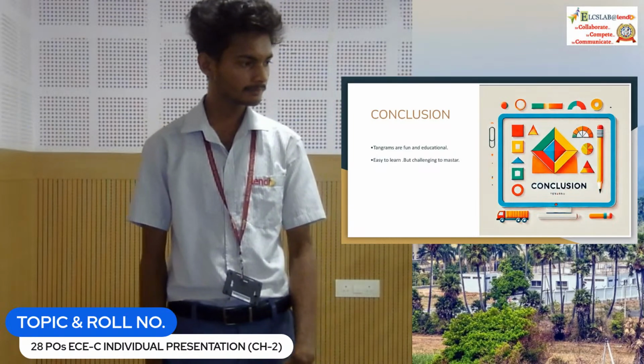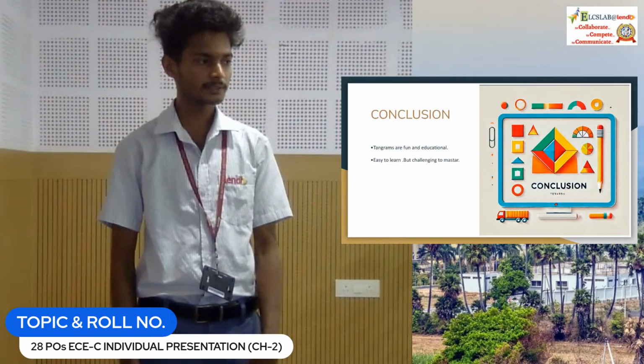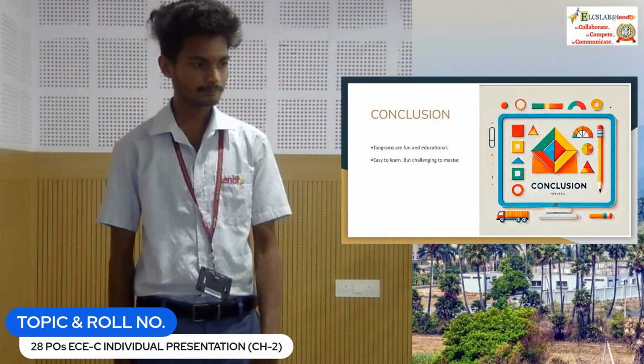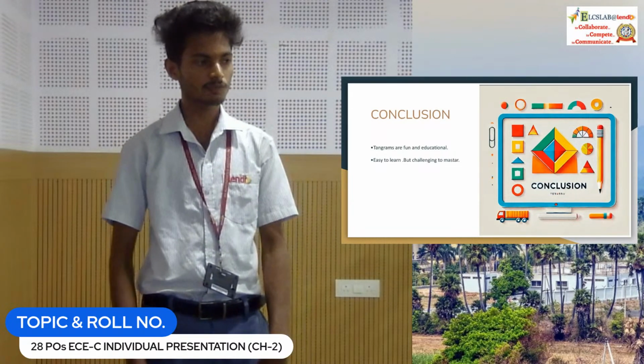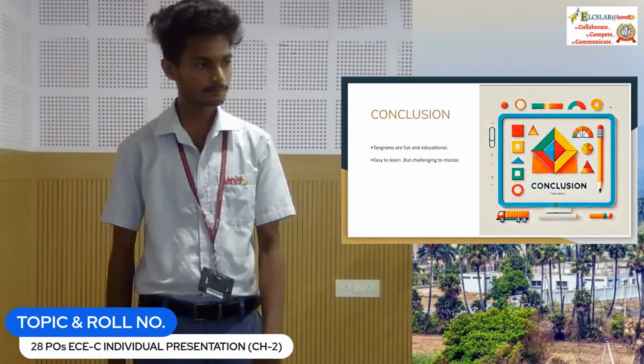How many pieces does a traditional tangram have? Seven pieces are there. What are they? Five triangles, one square, and one parallelogram.